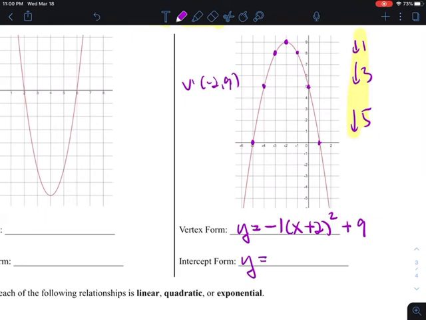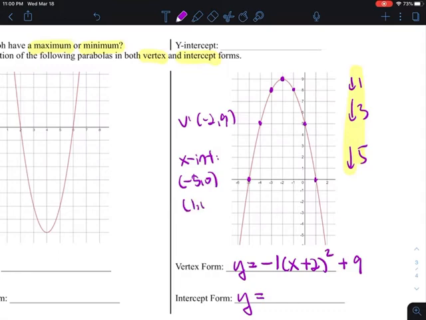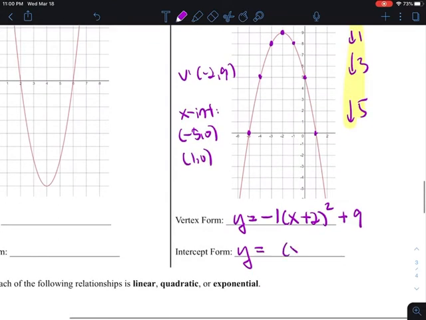And then to find the intercept form, we look for our x-intercepts. Looking at the graph, we see that they're at (-5, 0) and (1, 0). So going back to our equation, we know we're going to have an (x + 5) and an (x - 1), because these will get us the intercepts of -5 and +1. And again, I need a negative sign in front, and the 1 is optional.